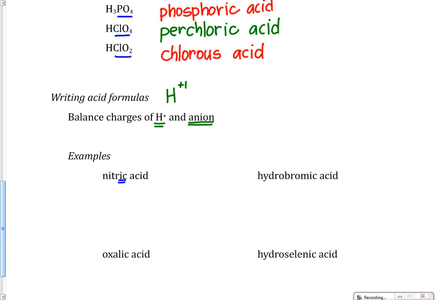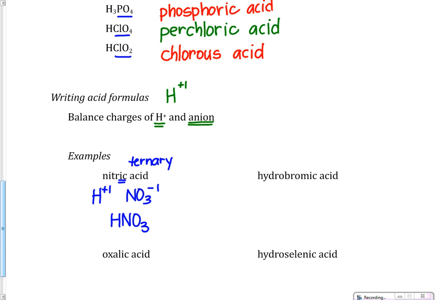Now the only change to this name is the ending ic, so we know that this must be ternary. That means it's going to contain something with nitrogen, and since it ended in ic, it will contain nitrate. It's going to contain H+1 and nitrate, which is NO3 -1. I'm just going to balance those charges. A +1 and a -1 cancel each other out, so I'm going to get HNO3 is nitric acid.